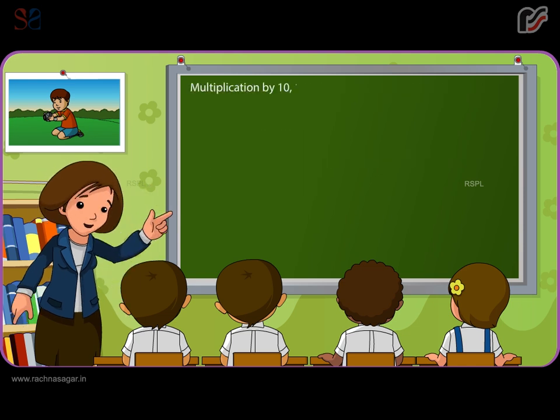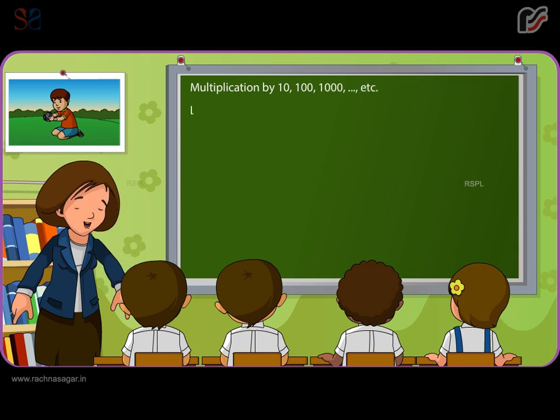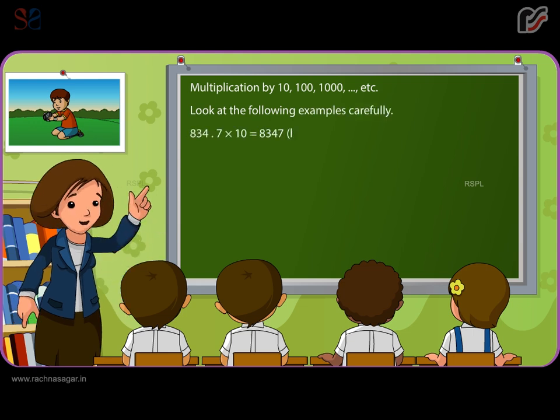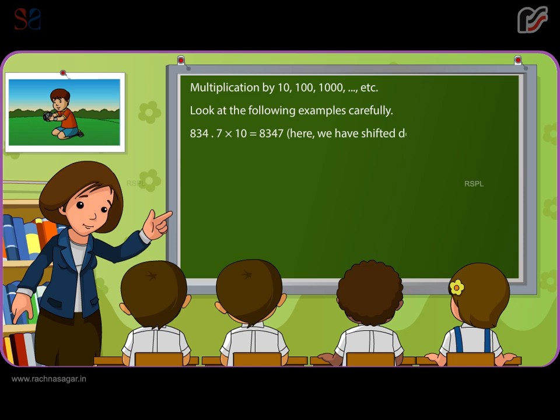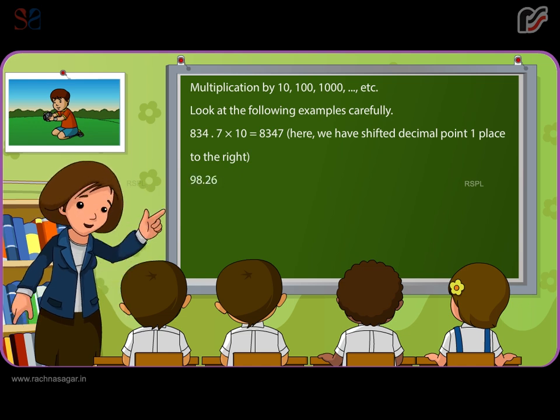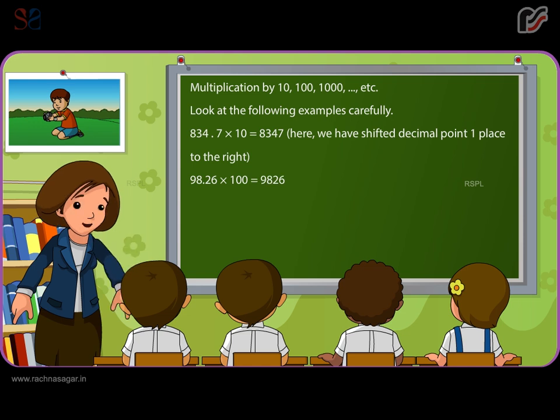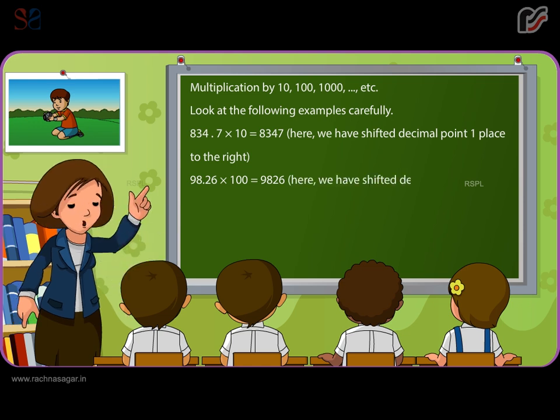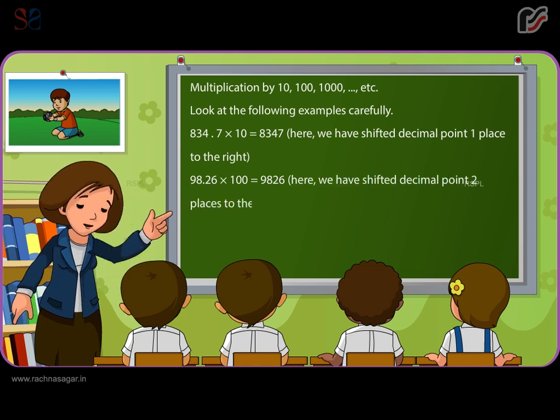Multiplication by 10, 100, 1000, etc. Look at the following examples carefully. 834.7 multiplied by 10 is equal to 8347. Here we have shifted decimal point one place to the right. 98.26 multiplied by 100 is equal to 9826. Here we have shifted decimal point two places to the right.